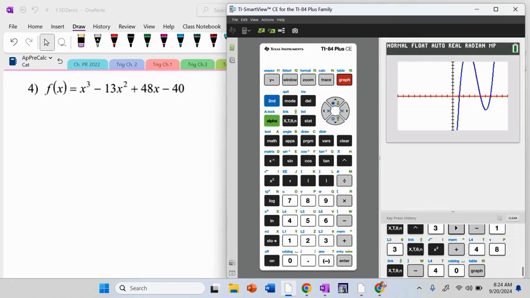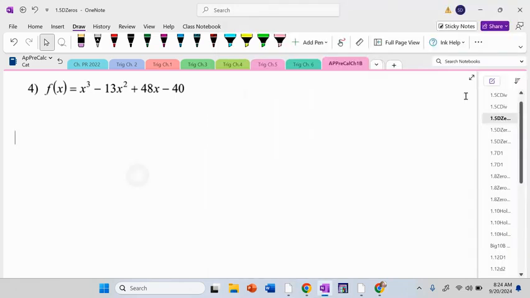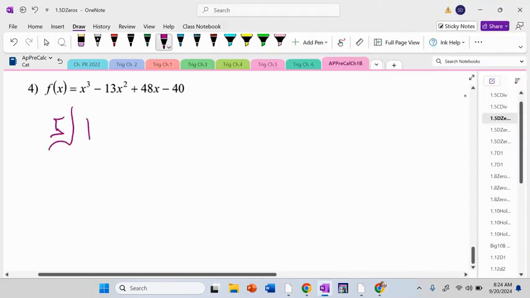Oh, I was going to say, if it's 4 again, 1, 2, 3, 4, isn't that 5? Yeah. That looks like that's close, but not right on. I'm going to go with 5. So 5 looks like a 0. 5, 1, negative 13, 48, negative 40.